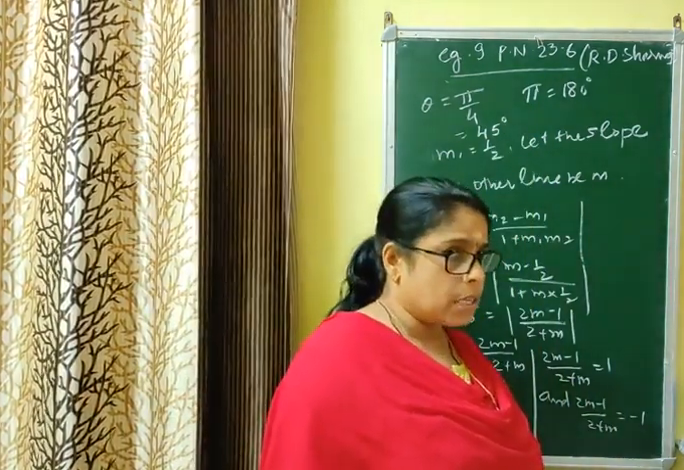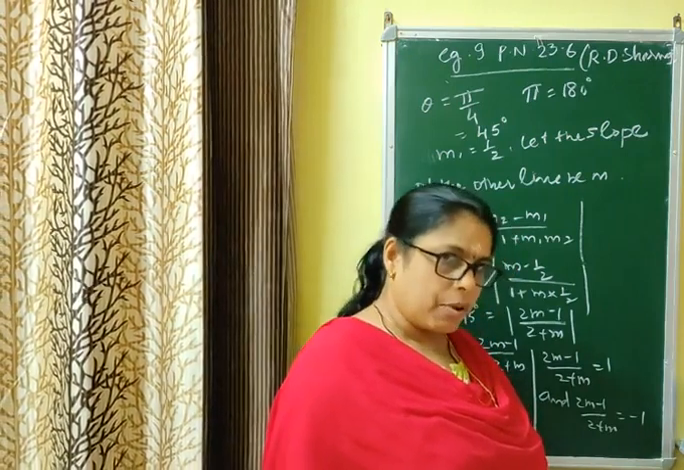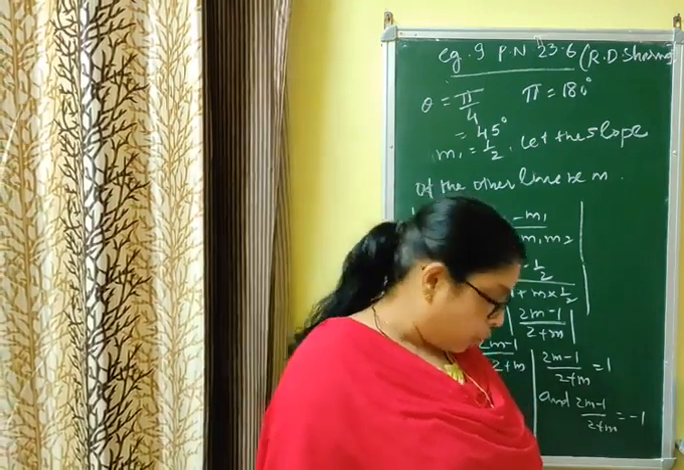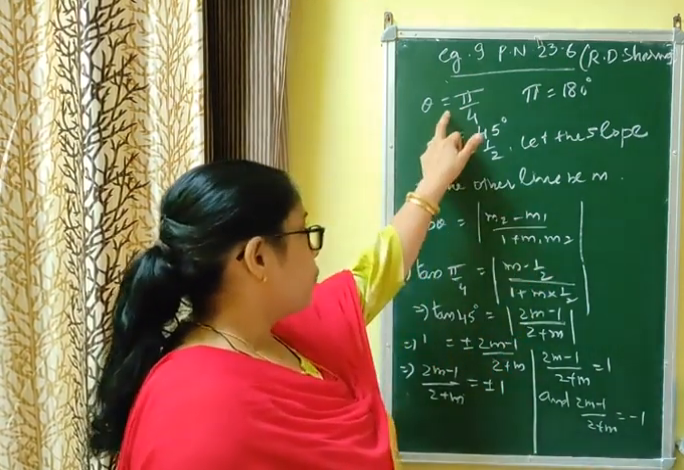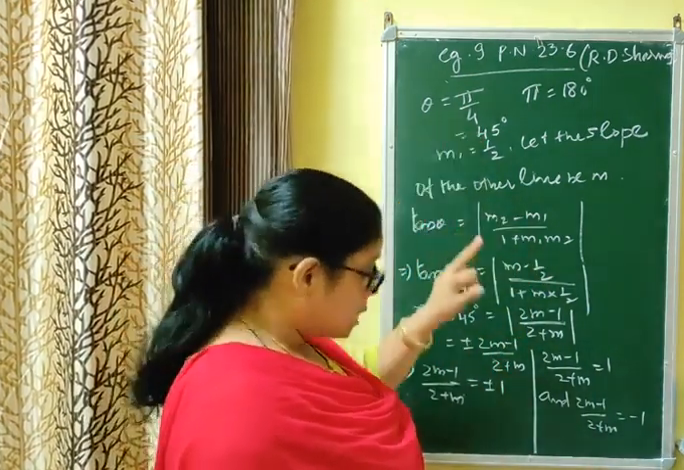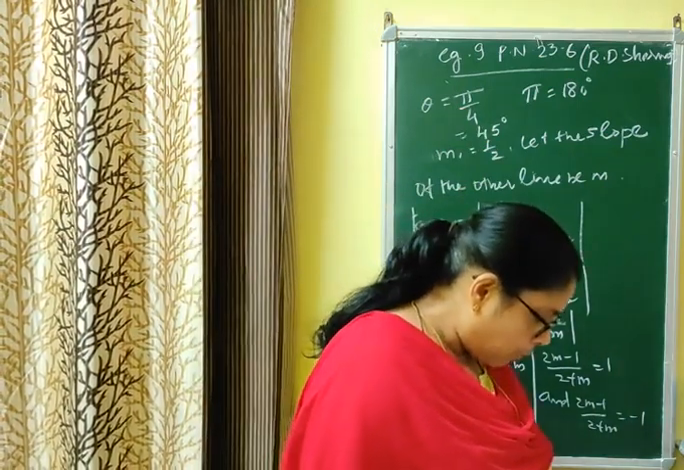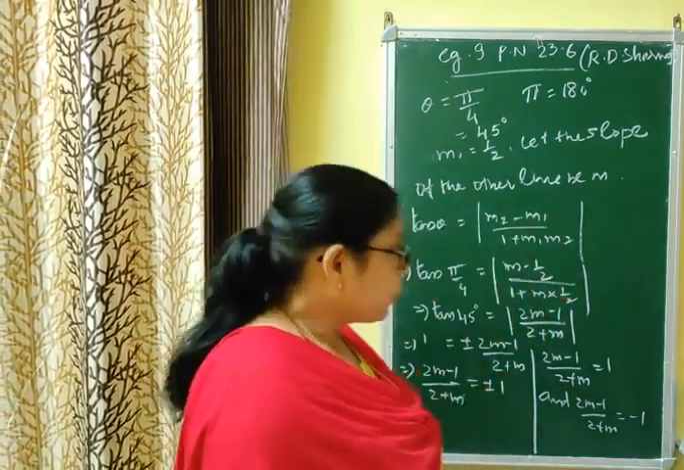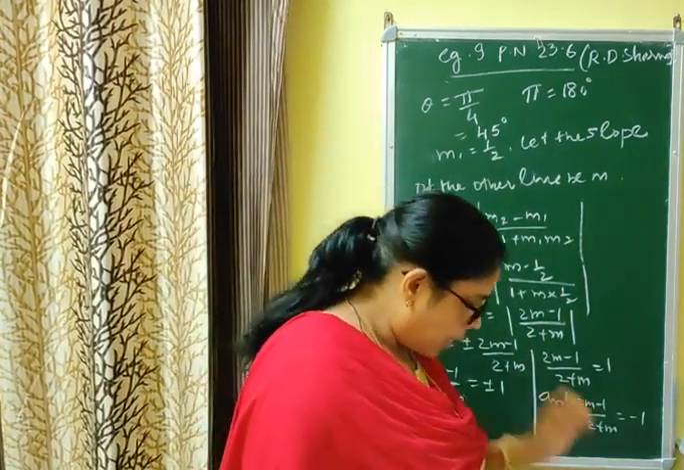Whenever you see the video, as I usually say to you, you open Adi Sharma. If the angle between two lines is pi by 4, and the slope of one of the lines is given as 1 by 2, you are asked to find the slope of the other line.